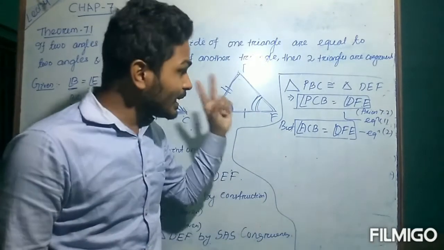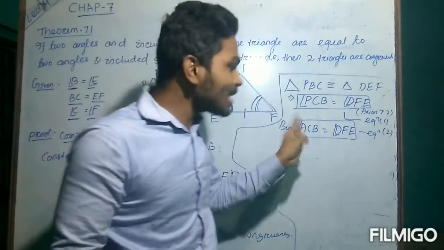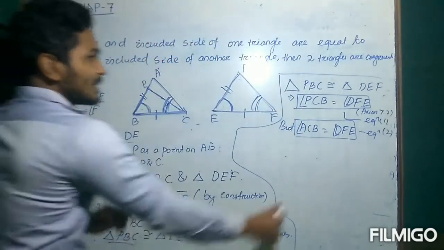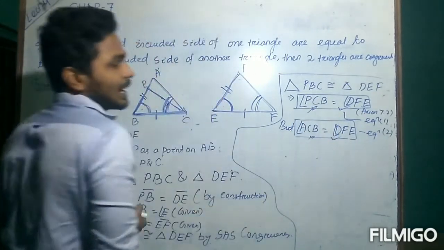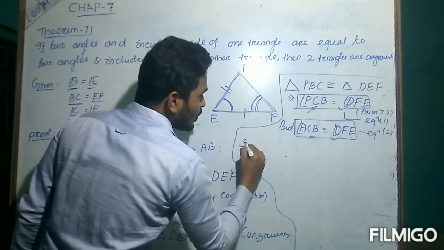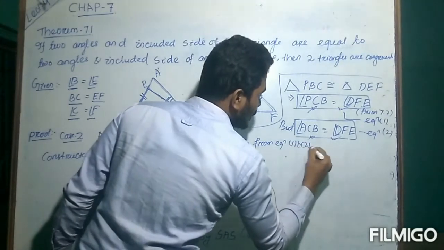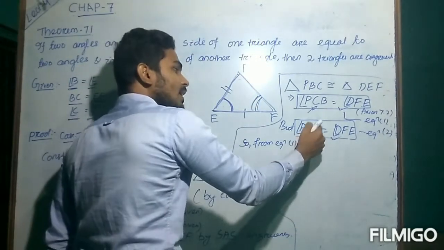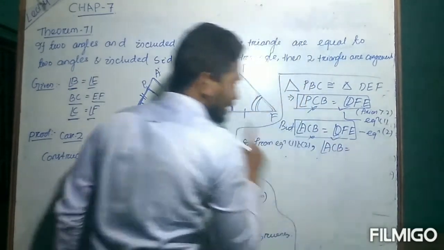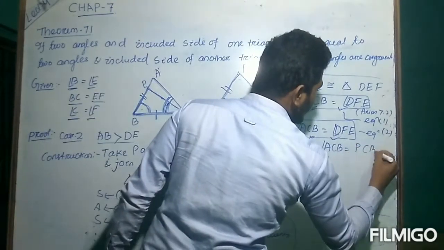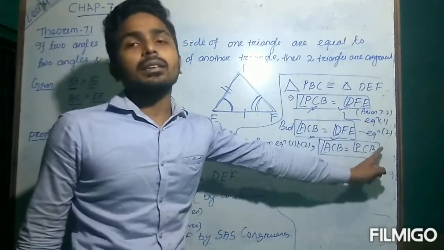And we know if in any two equations their right hand sides are equal, then we can write that their left hand sides must be equal. Okay? Since the right hand sides are equal, we can write that this side is equal to this side. So from equation 1 and 2, what do we get? We get this angle is equal to this angle: ACB is equal to PCB. This is the final result that we get from equation number 1 and equation number 2.